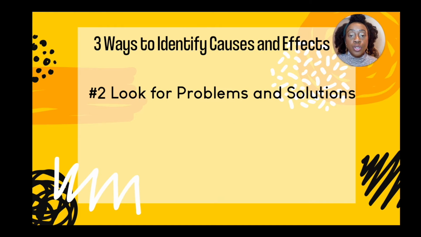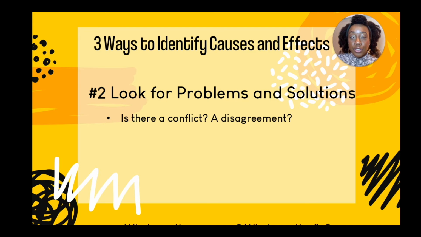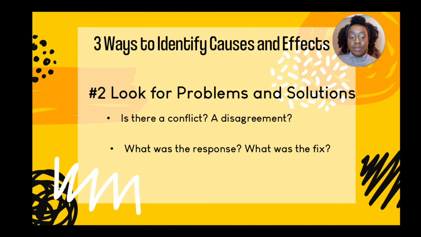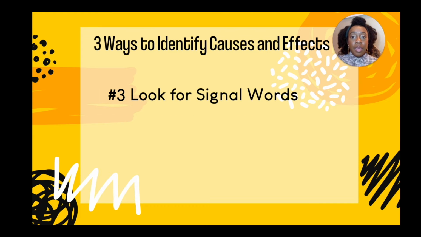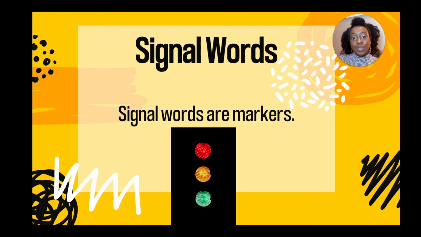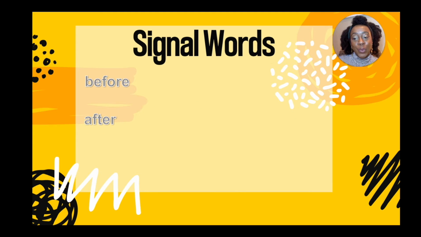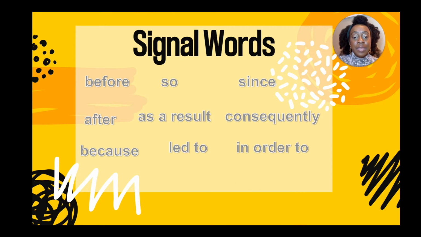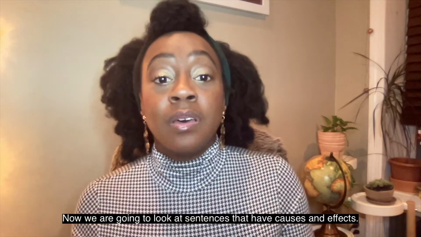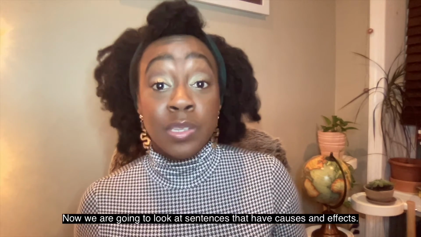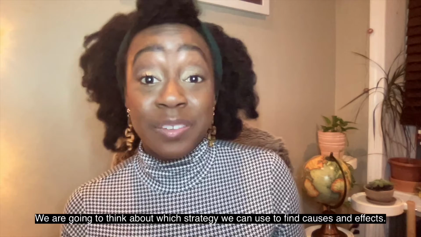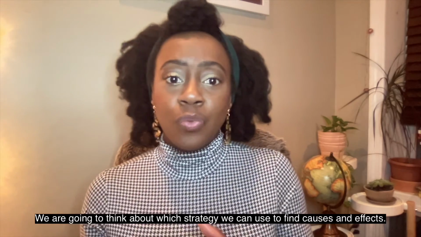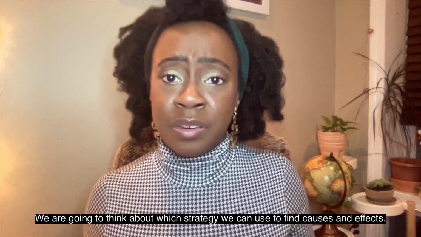Number 2, you look for problems and solutions. So is there a conflict? Is there a disagreement? And then what was the response? What was the fix? And you look for signal words. Signal words are markers: before, after, because, so, as a result, led to, since, consequently, and in order to. Now we're going to look at some sentences that have causes and effects, and we're going to identify which strategy we can use to identify the cause and effect.